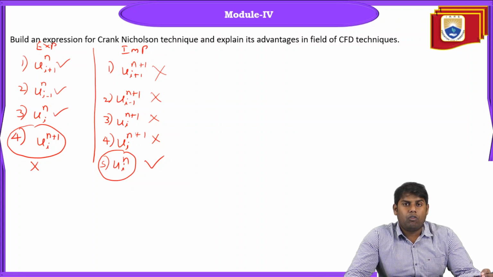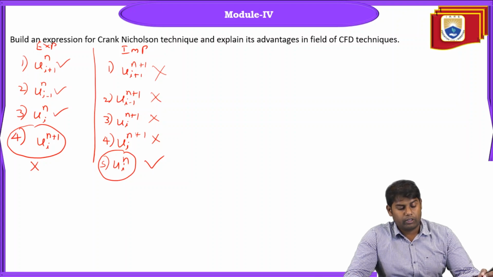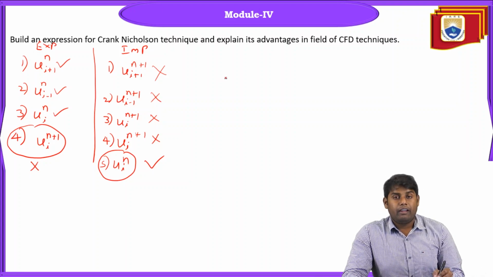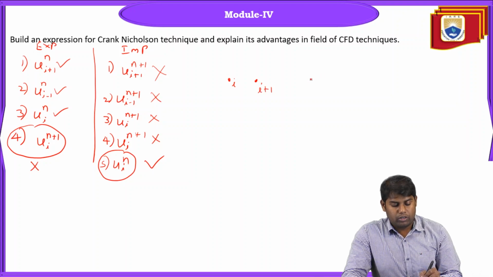Therefore, we have to write down the equations at all the grid points, and we have to form them in the form of a matrix. Let us say we are writing the equation initially at location i. Next we'll write at location i plus 1. Next we'll write at location i plus 2.